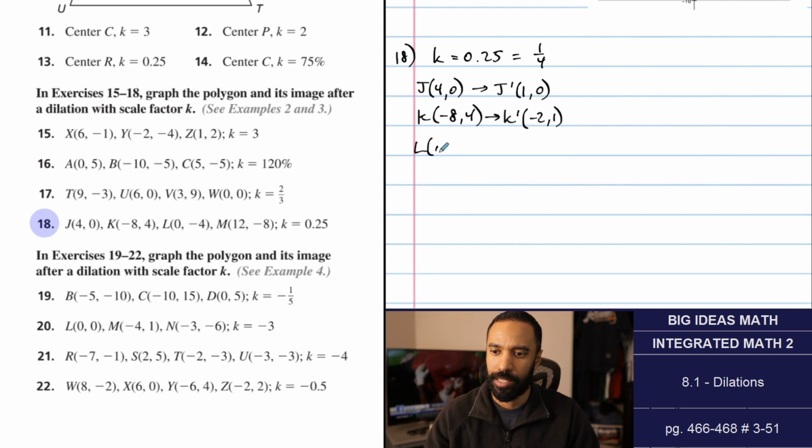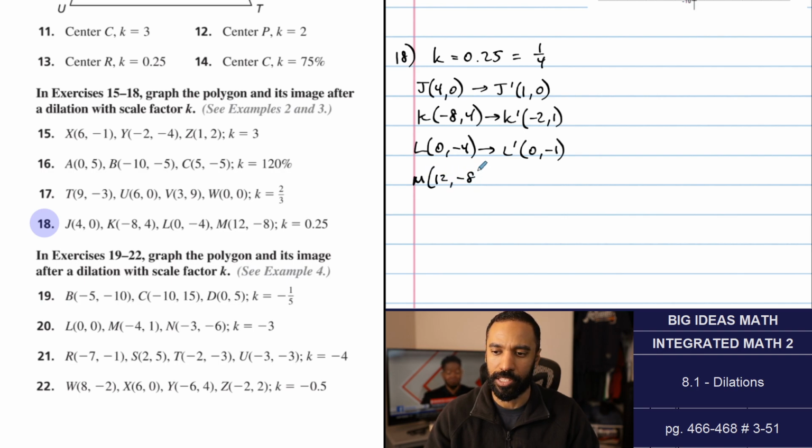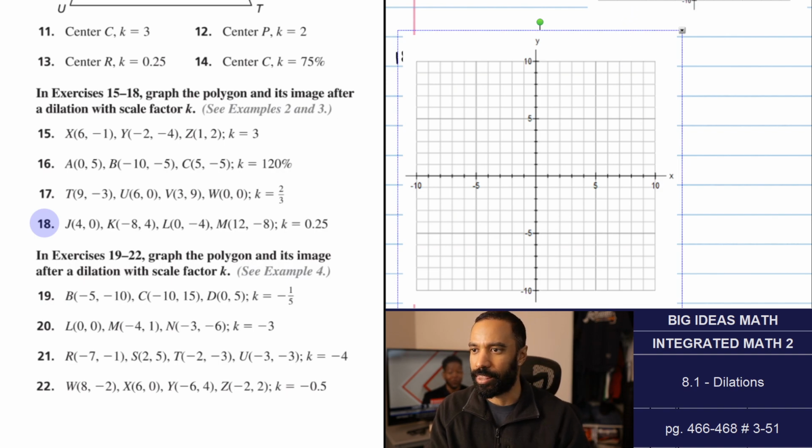L is at 0, -4, so L prime is at 0, -1, and M was at 12, 8. 12's a little out of reach, but in the same way, it's not unfathomable from what we saw before. I'll leave it. That's 3, -2. So let's go ahead and get those ones in.